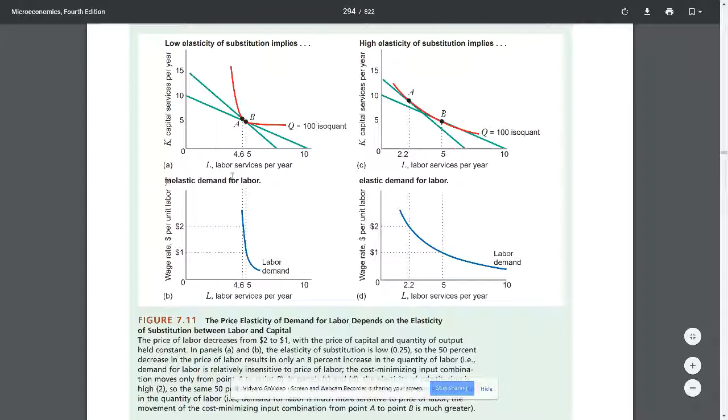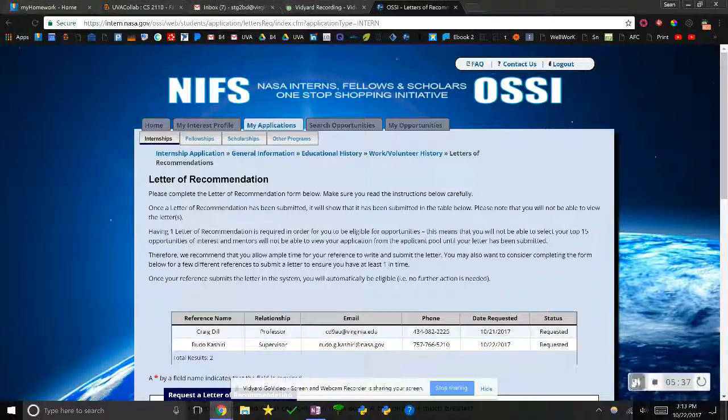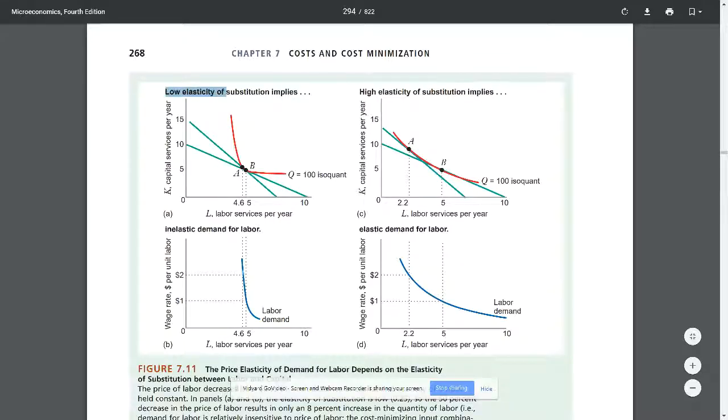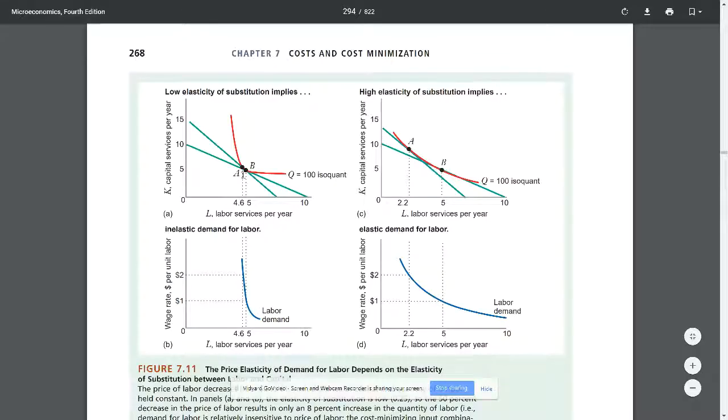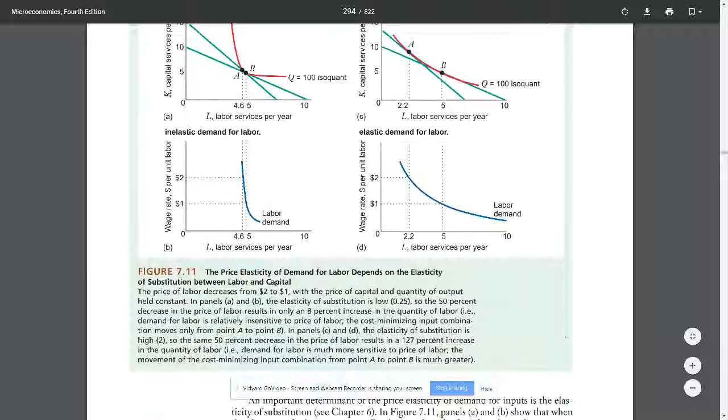So if it's very inelastic or a low elasticity of substitution, this is just showing that whether it's elastic or not is going to depend on if it's a high or low elasticity of substitution. So if we have a low elasticity of substitution, then it's going to look like this, right? And so when we increase the wage rate, it's not really going to change the whole quantity of labor a whole lot. If we have a high elasticity of substitution, then that means if we increase the cost of labor, then it's going to decrease the quantity by a lot.